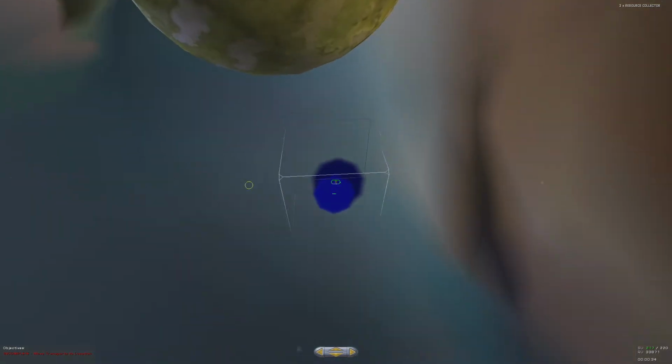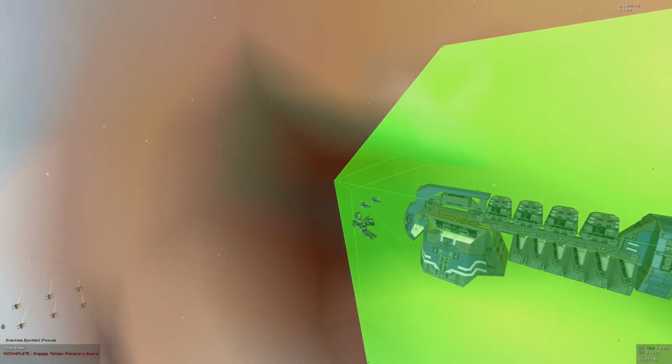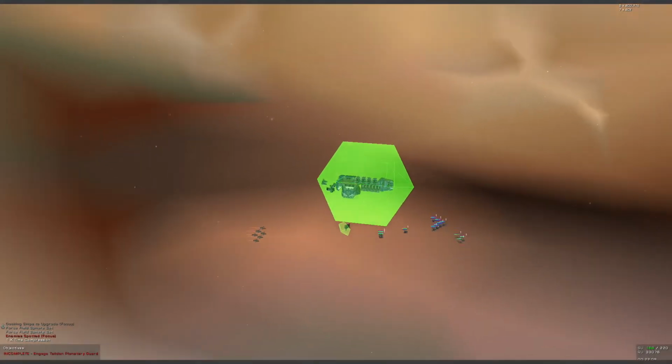Anyway, receiving. Let's try that again. So, send them over. This time we got cool sentinels. Upgraded to the sentinel shield.